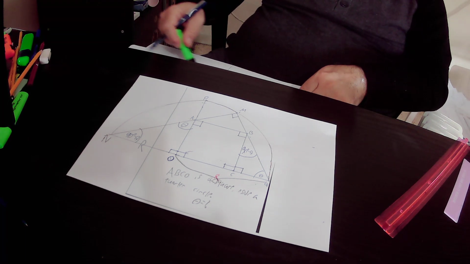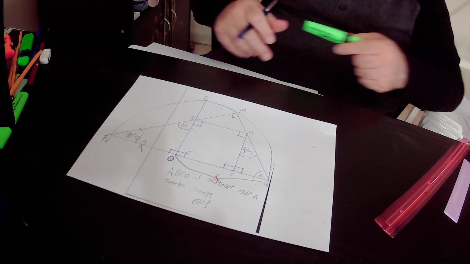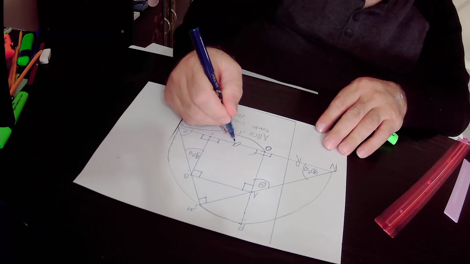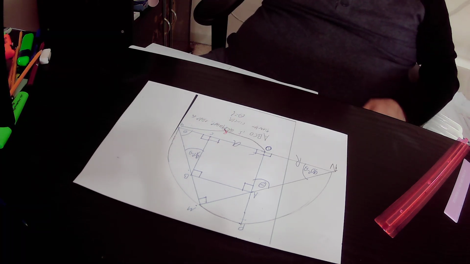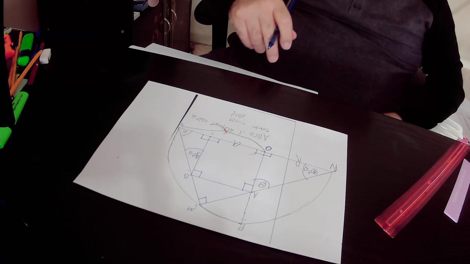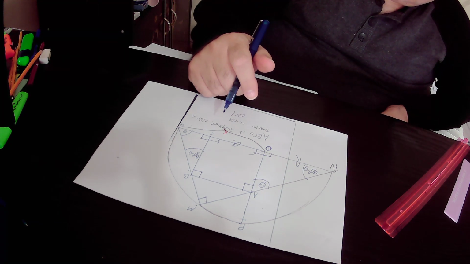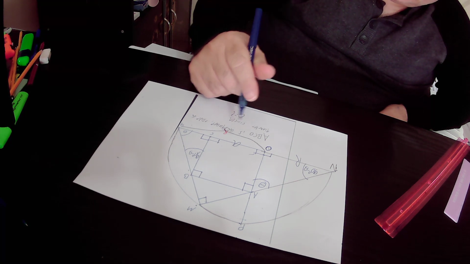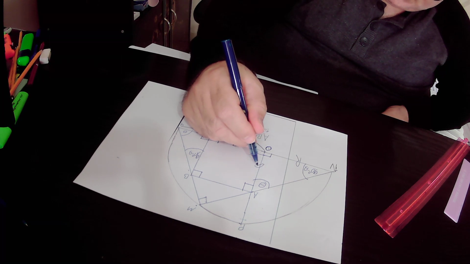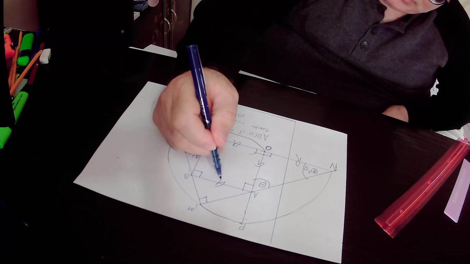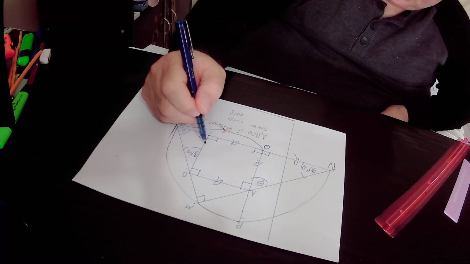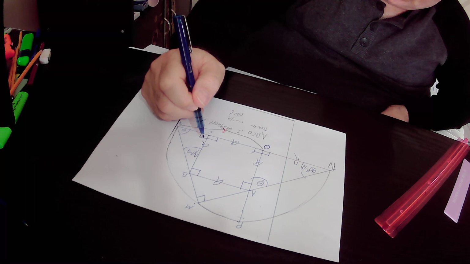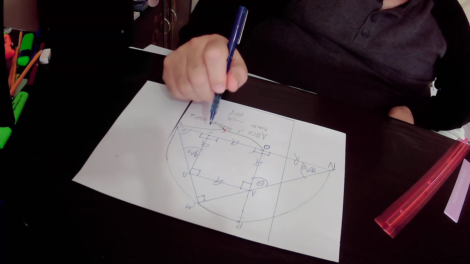So according to our definition, OC equals A. And because OC is one side of square ABCD, all the other sides will also be equal to A. So AO will also be equal to A, AB will be equal to A, and BC will also be equal to A, because all the sides of a square are equal to each other.